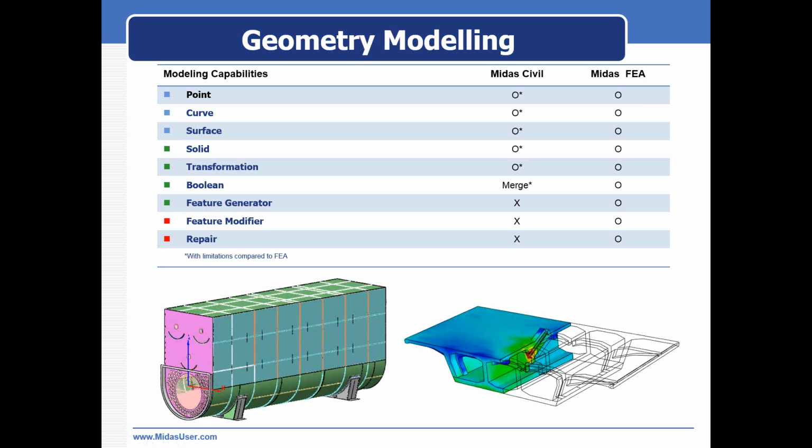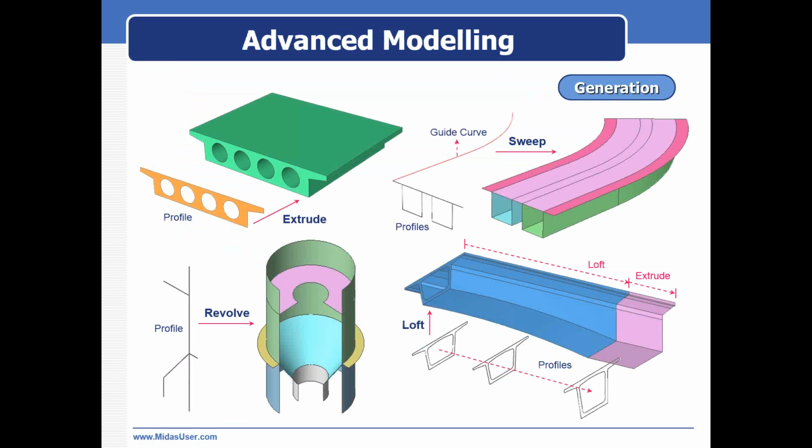Let's take a look at the advanced modeling capabilities of Midas FEA. One would be extrude, that is we have the plate profile, we just extrude to generate the solid. And we sweep the profile along the guide curve to generate such a curved bridge profile. This profile could be rotated about a vertical axis to generate such a profile. To generate a tapered section, we can just loft from one section to another and we can get the tapered section. It's that easy.